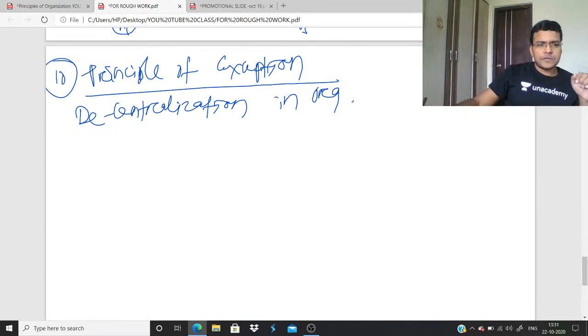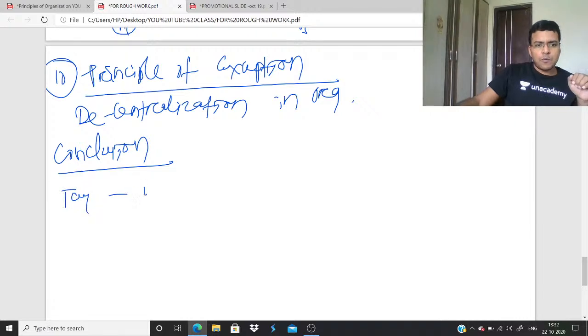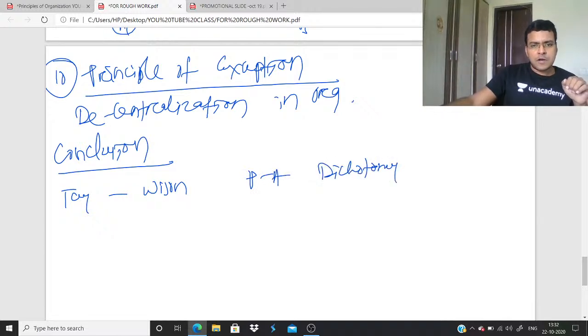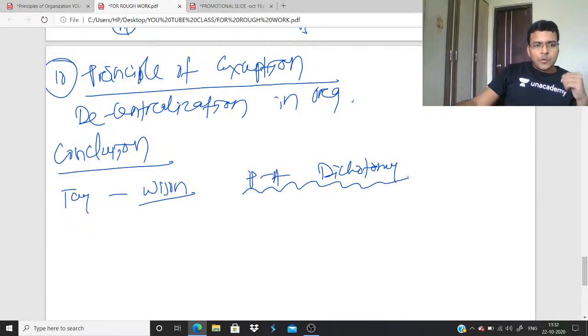So now we reach the concluding part. In conclusion, you write that Taylor supported Wilson's idea of politics-administration dichotomy. Just mention one line. You can mention it in the intro also. Taylor supported Woodrow Wilson's idea of politics-administration dichotomy. Woodrow Wilson is known as the father of public administration. If you don't know about Woodrow Wilson, again watch my special classes.